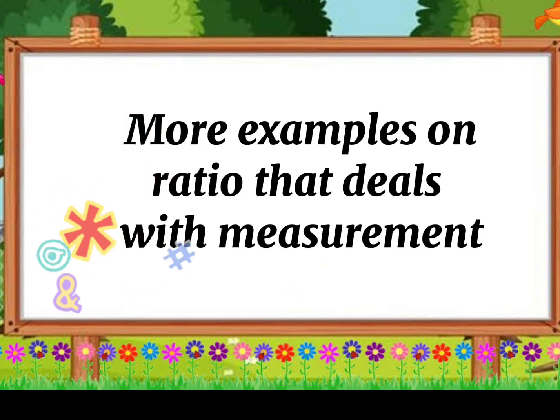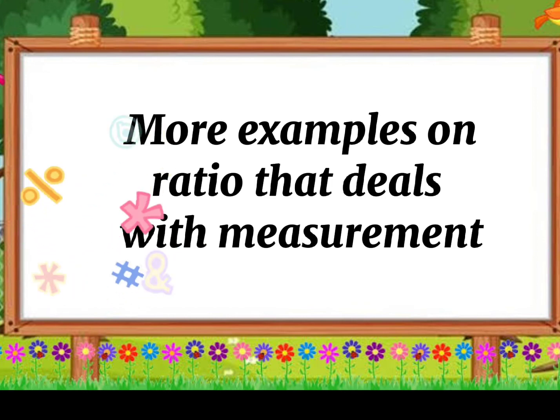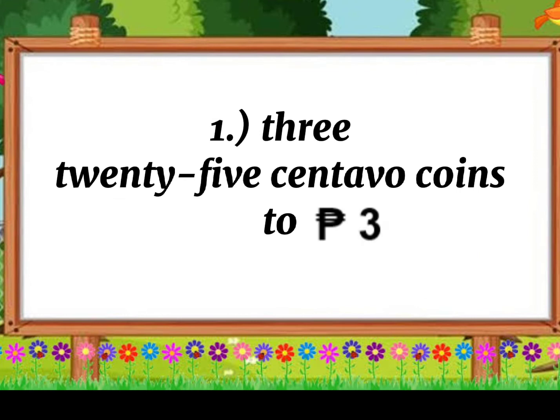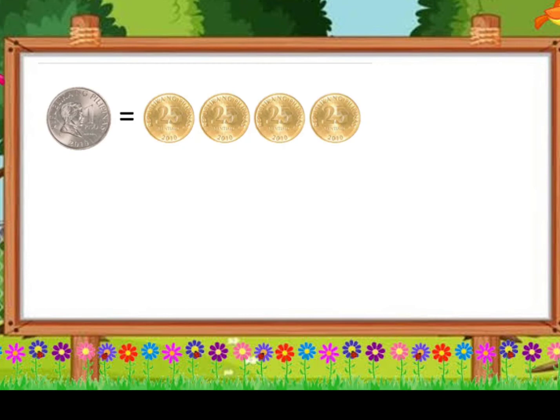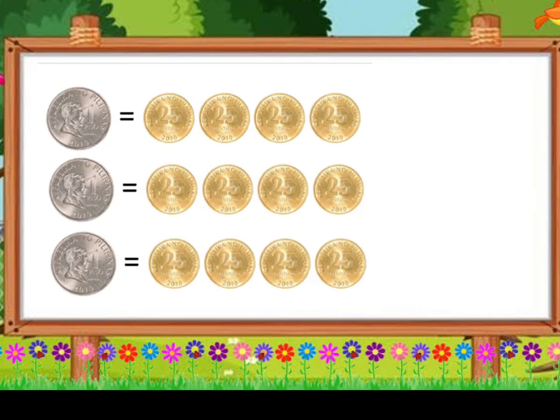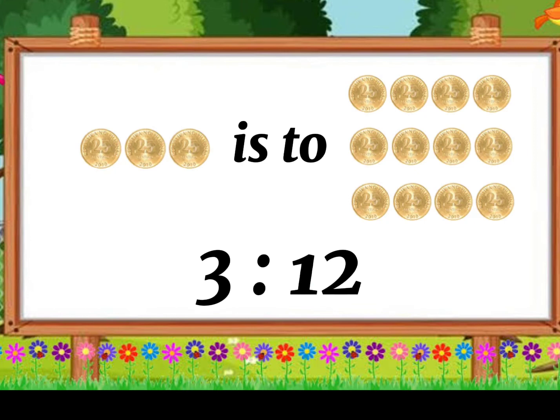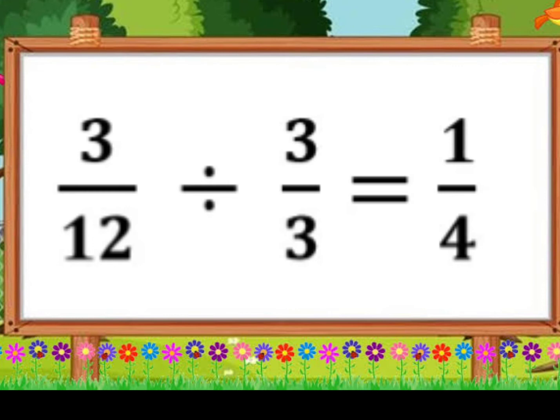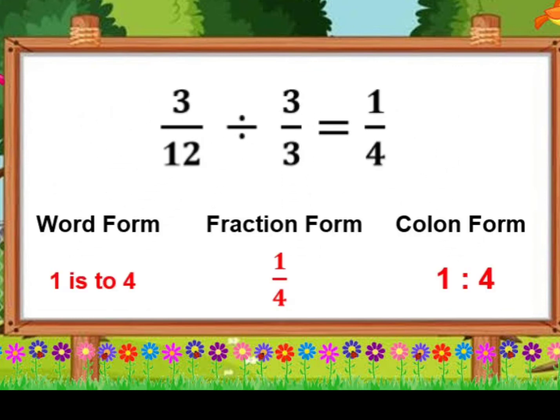Let us do more examples on ratio that deals with measurement. Express the ratio of the following in 3 different ways. Number 1, 3 25 centavo coins to 3 pesos. Gawin muna nating pareho ang kanilang units. In 1 peso ay mayroon tayong 4 25 centavo coins. Ibig sabihin, in 3 pesos ay makakabuo tayo ng 12 25 centavo coins. Therefore, our ratio is 3:12. And if we simplify the ratio 3:12, our answer will be 1:4.